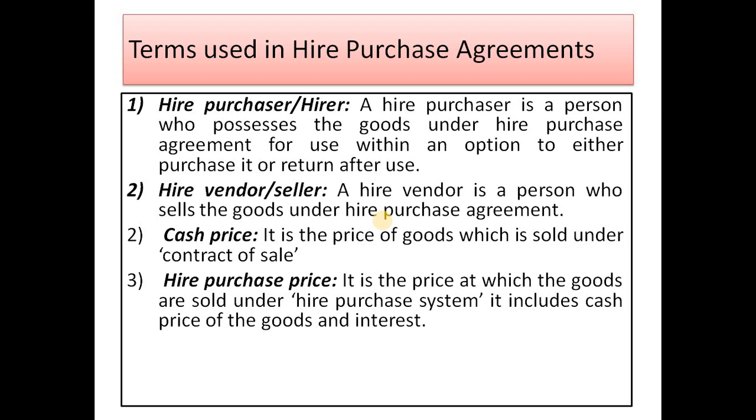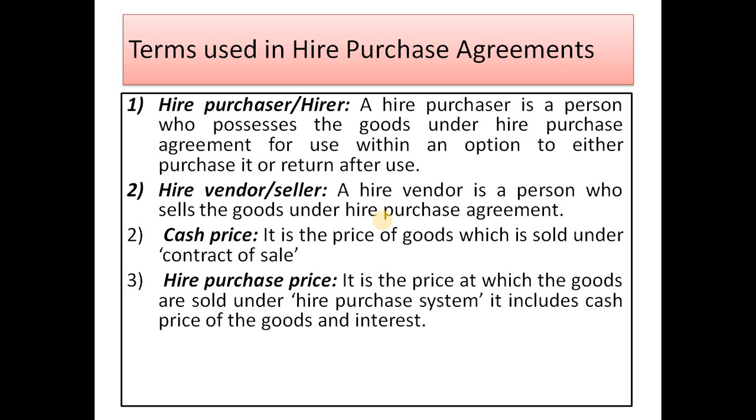Next concept is hire purchase price. It is the price at which goods are sold under hire purchase system. So when goods are sold under hire purchase system, it is called hire purchase price, and when goods are sold under normal contract of sale, that price is called cash price. Now talking about hire purchase price, it includes cash price of the goods plus interest. So definitely hire purchase price is going to be higher than the cash price. Cash price includes only the price of the goods, but hire purchase price includes the price of the goods as well as the interest. Now why is interest charged?